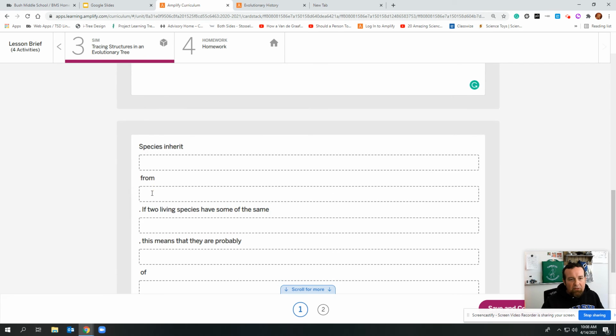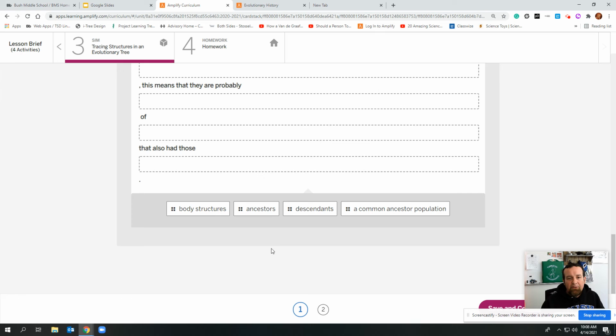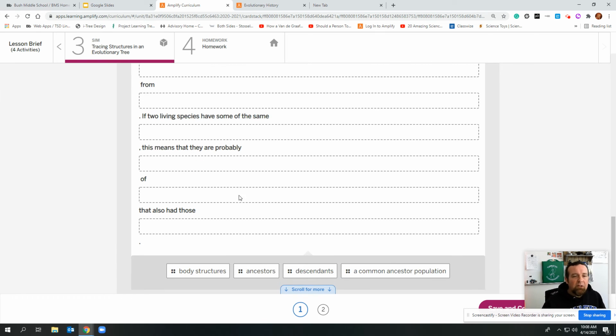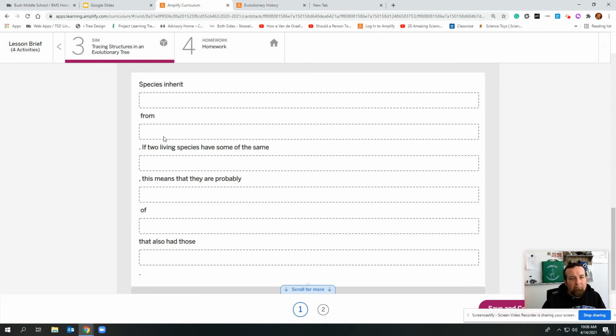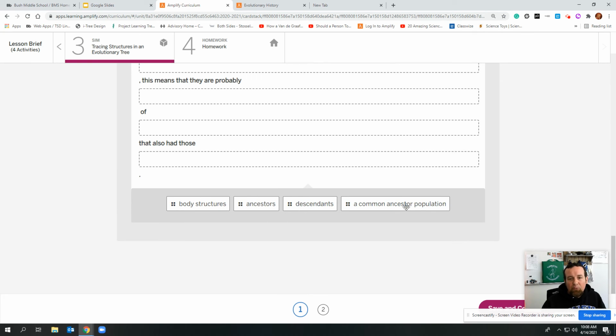So you're going to name the two species that you found. And then here's sort of a fill in the blank or a drop in the blank. So species inherit blank from blank. If two living things have some of the same blank, this means they are probably blank of blank that also had those blank. Okay? So I do want to point out that we're just dropping these in here where we think they go. These vocabulary words are posted with this assignment, right, along with your key concepts. So this should be easy for you to complete. And I'm going to ask that you do your best to do that.